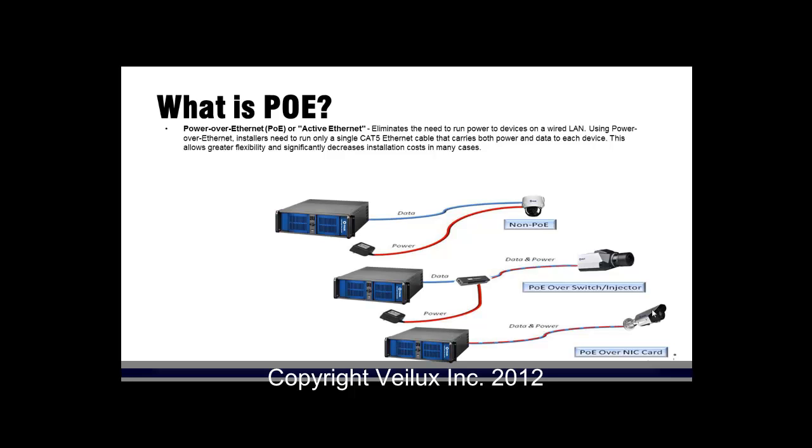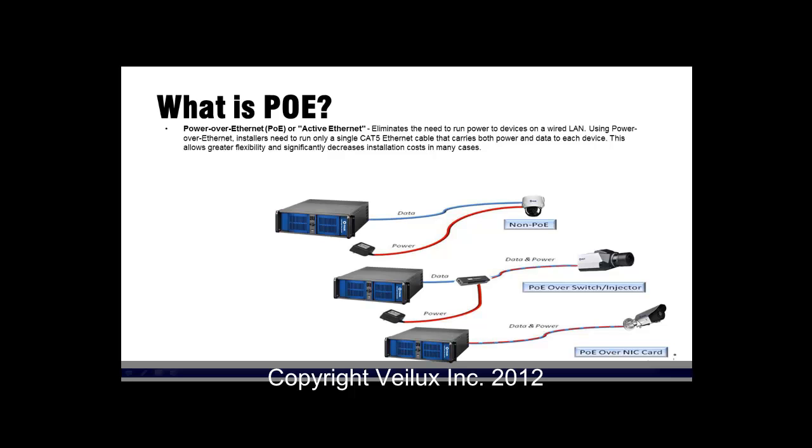The first one is the data going to the camera and then power going to the camera. The second picture is data going into a PoE injector, which this is, and then the power goes in here and the power and data goes to the camera. A PoE injector or a PoE switch is what is most commonly seen in most setups. You do have this one, which is very rare, which is a PoE NIC card going directly to a camera.